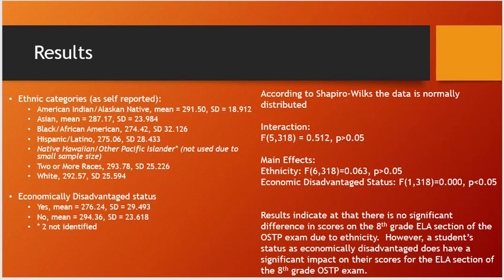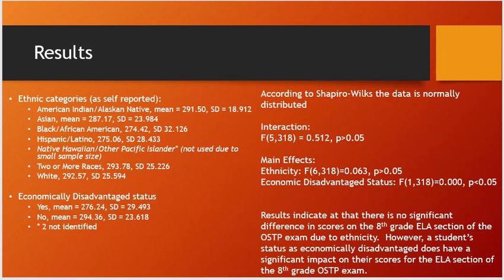Black or African American student average scores were 274.42 with a standard deviation of 32.126. Hispanic or Latino students had a mean score of 275.06 with a standard deviation of 28.433. Like I had mentioned earlier, the Native Hawaiian or other Pacific Islanders scores were not used due to a single sample point size. Students who identified as 2 or more races averaged a score of 293.78 with a standard deviation of 25.226. And students who identified as white scored an average of 292.57 with a standard deviation of 25.594.